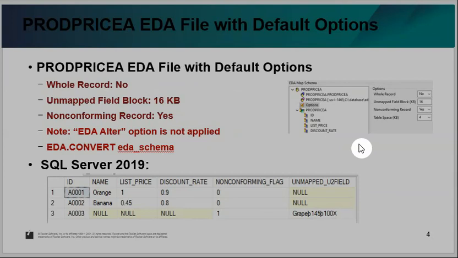With the first one, by default option, all you can do is use EDA convert. You see my demo file is very simple, only three records, and only one record has the non-conforming field. So when you try EDA alter, it cannot deal with the non-conforming field issue.